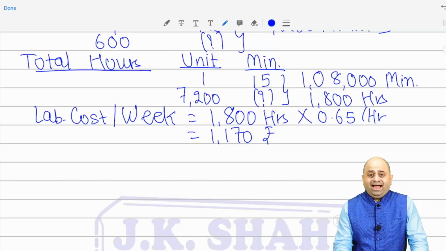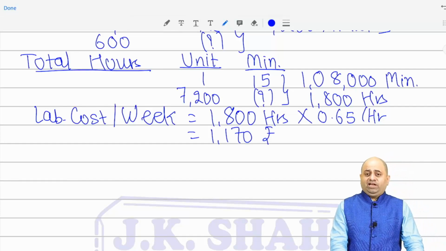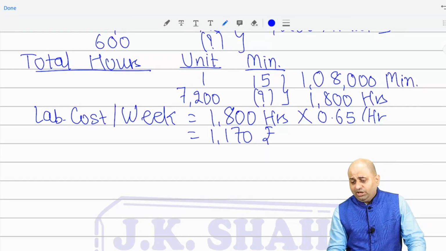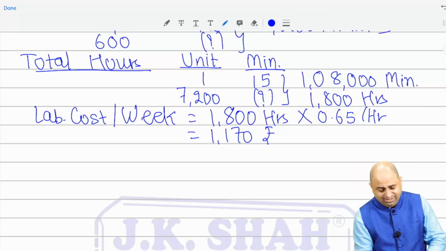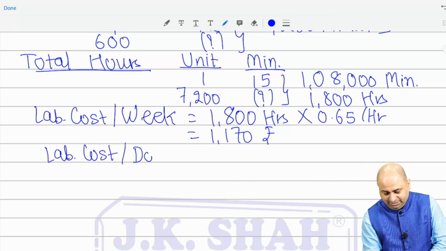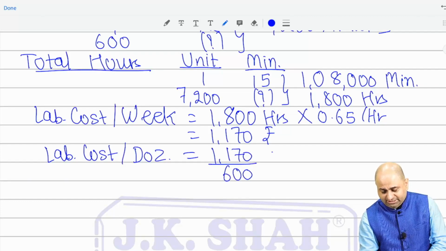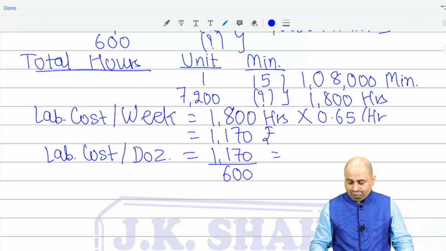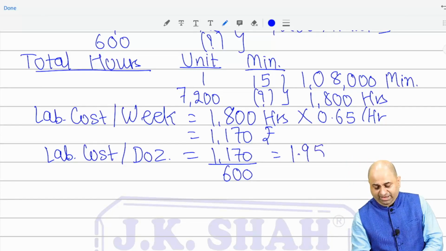Okay. And now once we calculate labor cost per week, check the question. They also want labor cost per dozen. Pretty easy to calculate that one. Labor cost per dozen is equal to 1170 divided by 600 dozens, which is 1.95 per dozen.